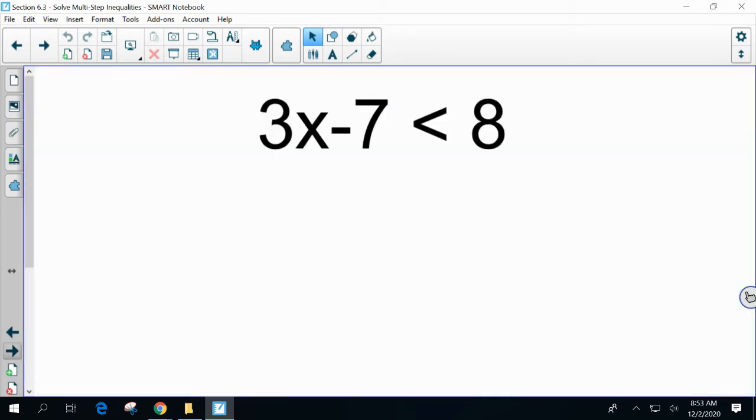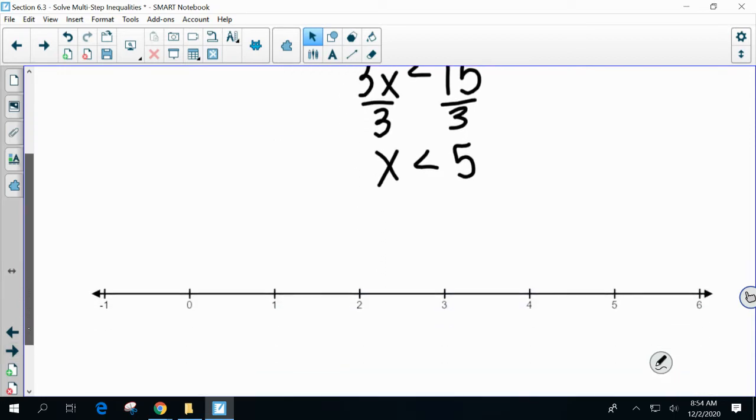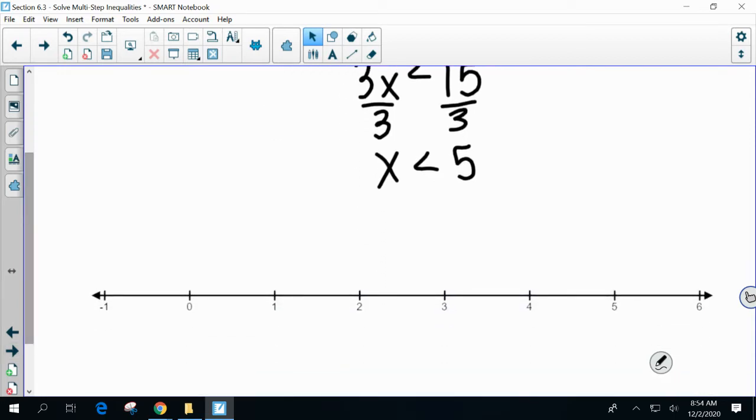Okay, so first problem, 3x minus 7 is less than 8. We're going to solve these like we do a two-step equation. So what would I do first? Add 7. So 3x is less than 15. Then I would divide by 3, and I get x is less than 5. And I believe you have a graph under that. So I would graph x is less than 5. Open or closed circle? Open circle. I'm going left.